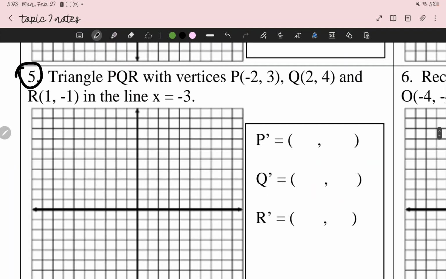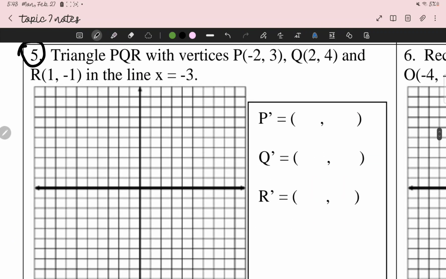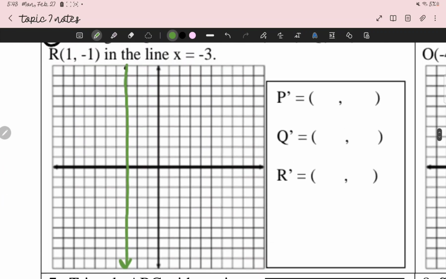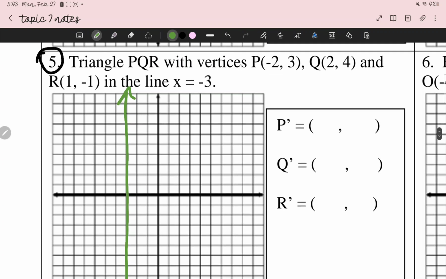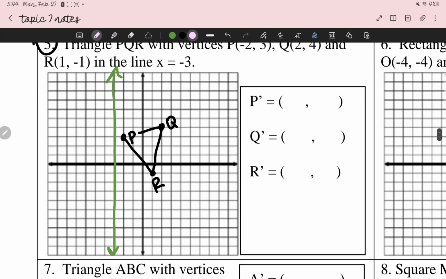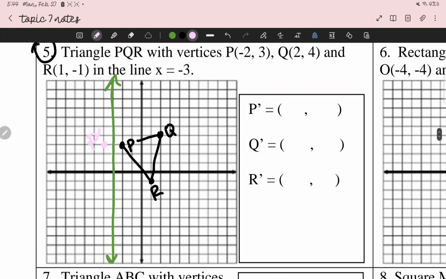And the final one that you needed a good example of was x equals -3, which is going to be a vertical line at x equals -3. Okay, and I have this triangle with -2, 3 as P, 2, 4 is Q, and 1, -1 is R. Okay, reflecting across that line, P is 1 away, so I'm going to have it 1 away over here. That is going to be P prime, which is -4, 3.